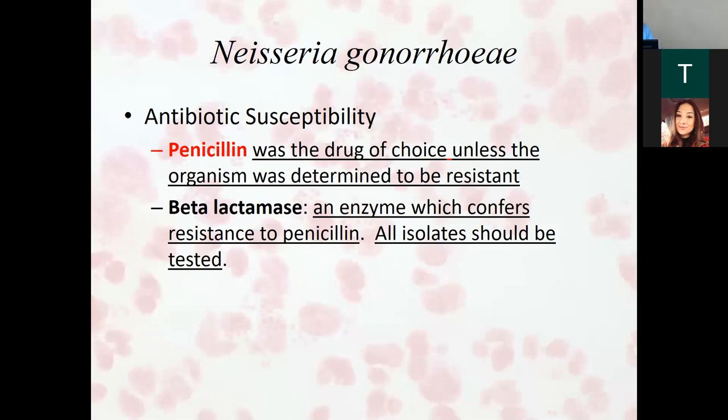So how do we treat it? We treat it with penicillin. The magic of penicillin is the drug of choice unless it's determined to be resistant to Neisseria gonorrhea, and that's never a good thing. Have you ever heard of a penicillin-resistant Neisseria gonorrhea outbreak in an area? And we know that beta-lactamase is the enzyme produced by the Neisseria gonorrhea that fights off penicillin. Remember that? I think we talked about beta-lactamase earlier in the unit.